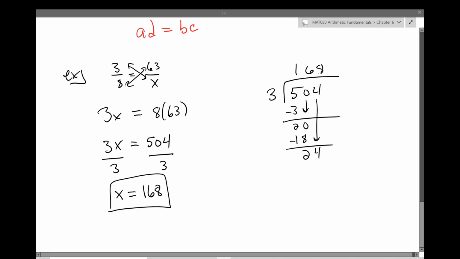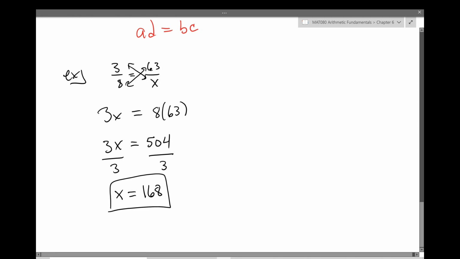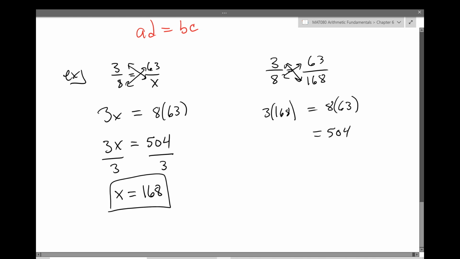Now, here's what's beautiful about this. I'm going to erase this division. Here's what's nice about this. Watch this. 3 over 8 equals 63 over 168. Watch what happens when I cross multiply here. So I get 3 times 168 equals 8 times 63. We already know 8 times 63 is 504. Well, guess what 3 times 168 is? Well, that is 504 as well. And notice 504 on the left, 504 on the right. So that's an easy way to check yourself.